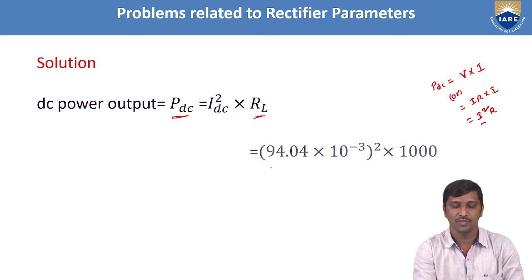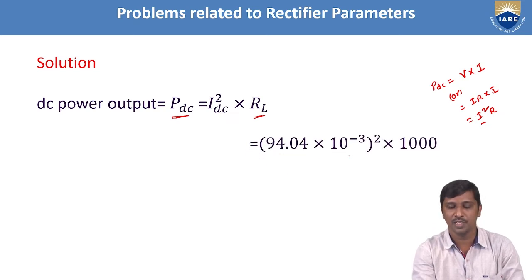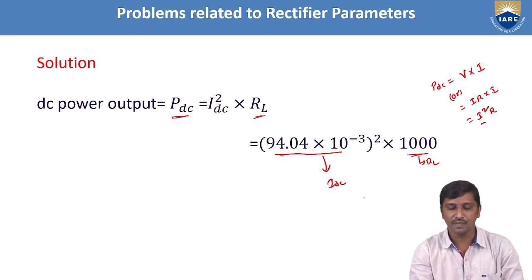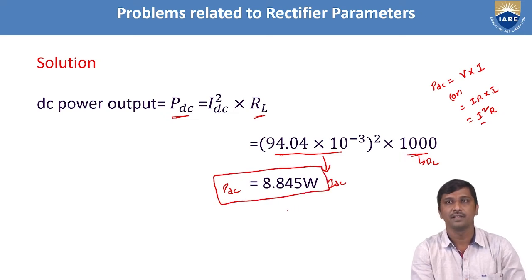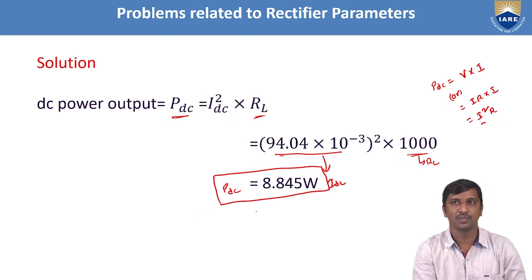So what is the IDC value we observed here? 94.04 into 10 to the power of minus 3, meaning 94.04 milliamps. So this is the IDC value. It is whole squared, into RL. In the problem, they mentioned that RL is 1000 ohms. Just solve this one. It gives a DC power here of 8.845 watts. So this is the DC power output.